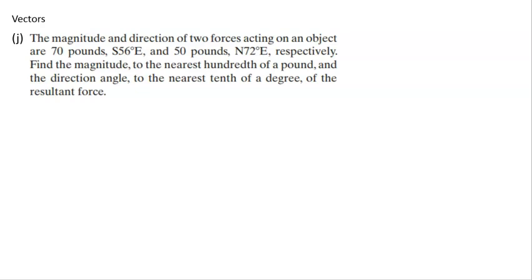The magnitude and direction of 2 forces acting on an object are 70 pounds at south 56 degrees east, and then 50 pounds at north 72 degrees east, respectively. Find the magnitude to the nearest hundredth of a pound and the direction angle to the nearest tenth of a degree of the resultant force. Remember, the resultant force means we're adding these two vectors together, but we need them in vector form before we can easily add them. So there are some things we need to be thinking about.